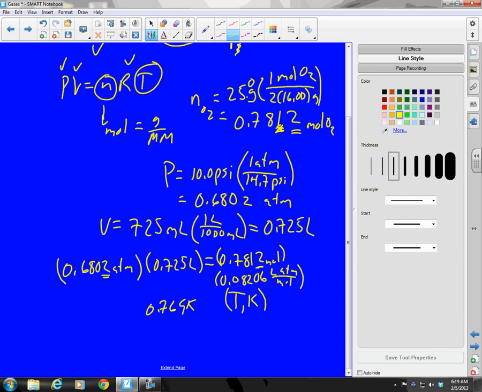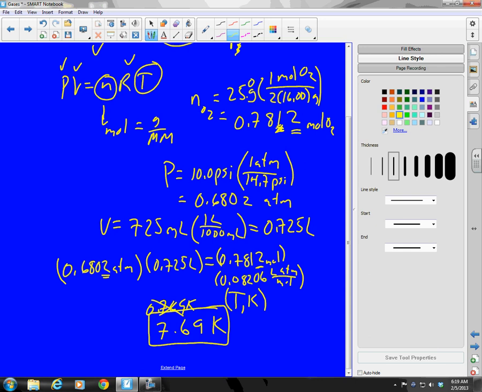0.6802 times 0.725 divided by 0.7812 divided by 0.08206. There we go. And I was off by a factor of 10, 7.69. How many sig figs? 3. 7.69 Kelvin. Ooh, that's pretty cold.